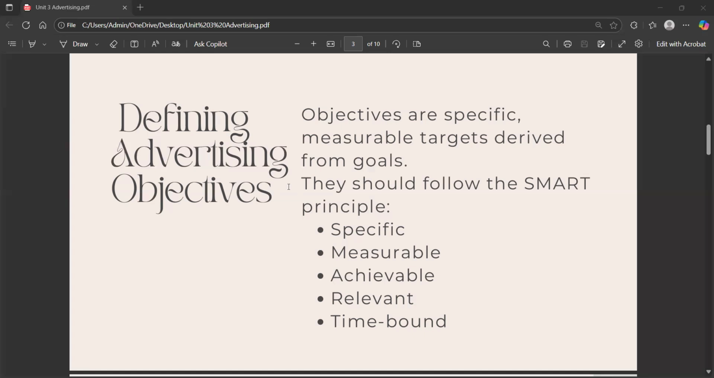So these are the objectives of advertising. Basically, you have to keep in mind that SMART is the objective of advertising. S stands for specific, M stands for measurable, A stands for achievable, R stands for relevant, and T stands for time bound.